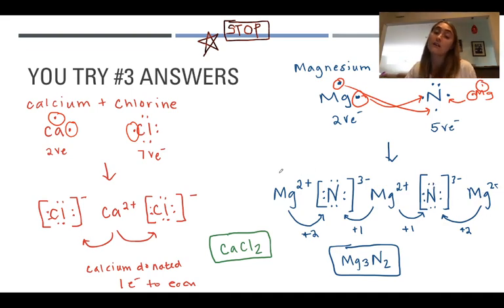So if we were to write this full Lewis structure out, it would look like this. Again, taking note of charges. Nitrogens each gained 3 valence electrons here, so they had a 3 minus charge, and each magnesium donated 2, so they had 2 plus charges. And we had 3 magnesiums to every 2 nitrogens, so this ended up being our complete formula.